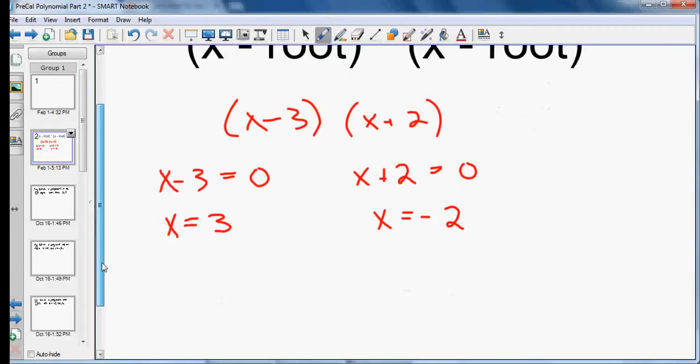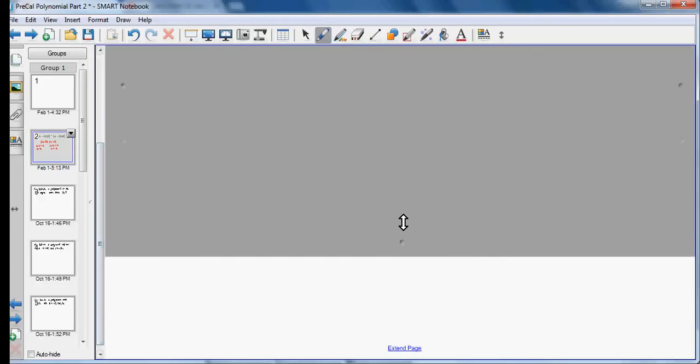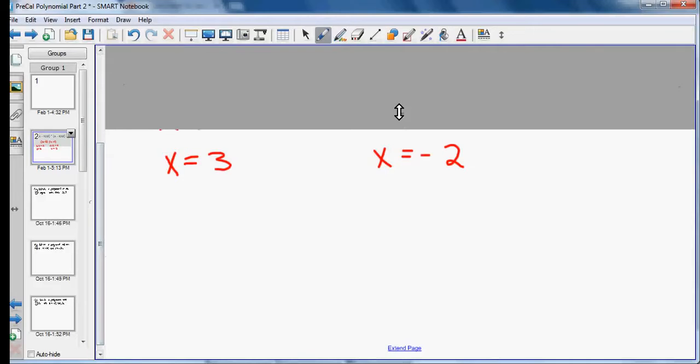But here's the cool part. Let's say you could see nothing but this. And they told you the roots are x equals 3 and x equals negative 2. And then they said find an equation of a polynomial that has these as its only two roots. Well, if these are roots, then they make the equation equal 0. So all I have to do to make the equation is get it so this now equals 0 again.